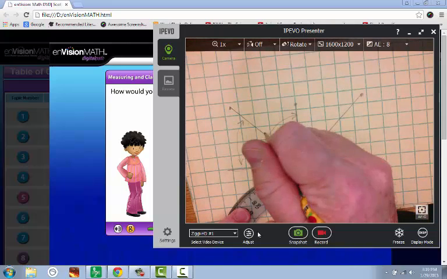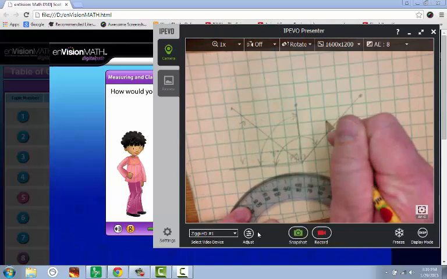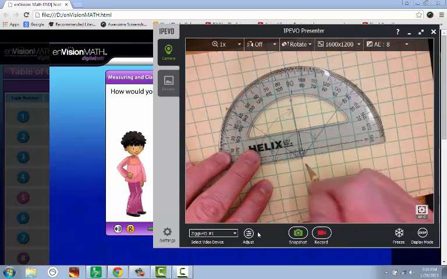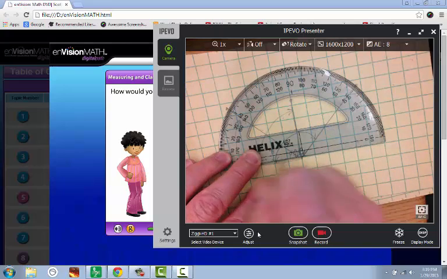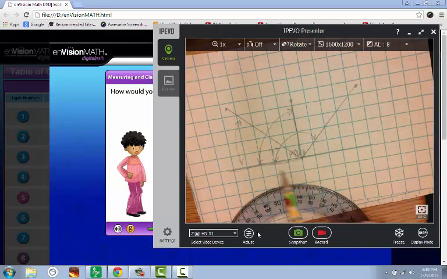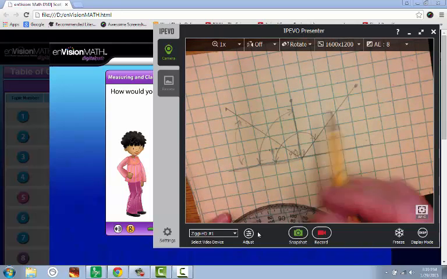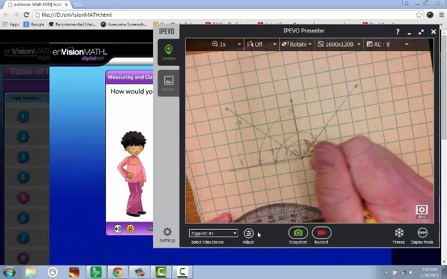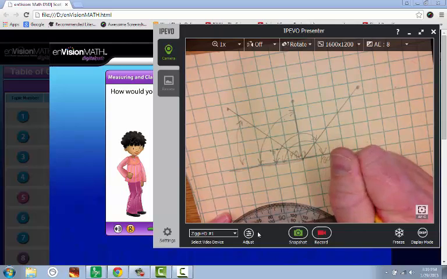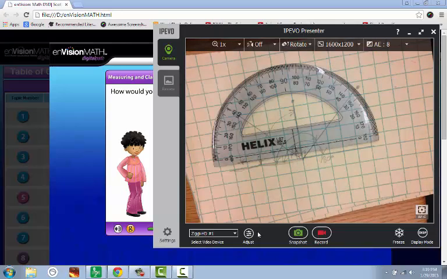As the angle gets wider, the number gets bigger until you get all the way to a straight line. And a straight line is 180 degrees. Okay? So if it's open at its widest, it's 180 degrees. I'm going to draw a line that direction, like that. That's 180 degrees, a straight line. As the angle gets smaller, the number gets smaller.